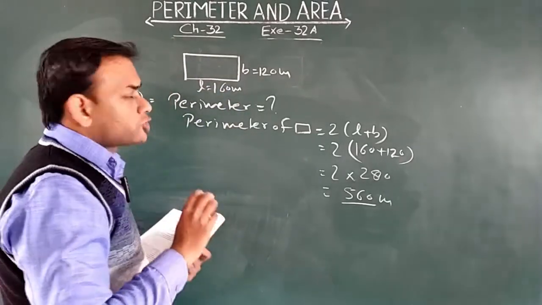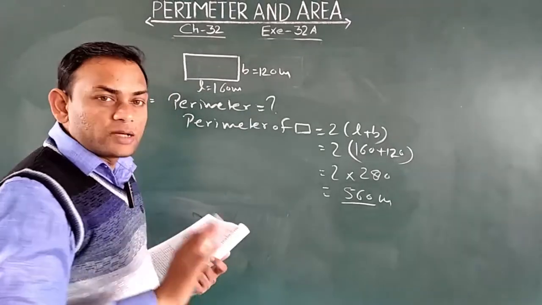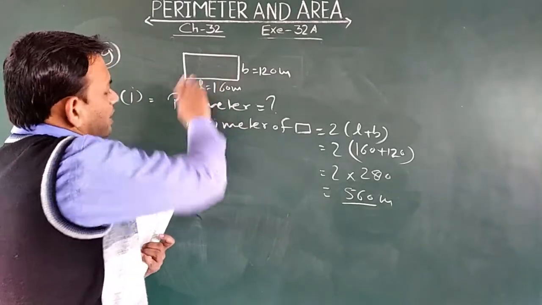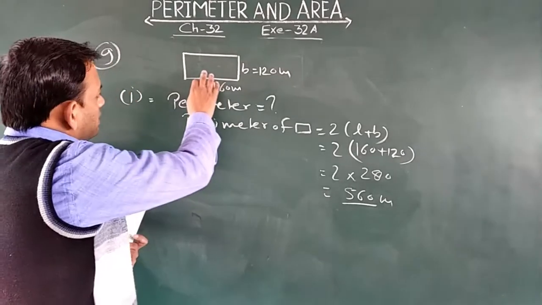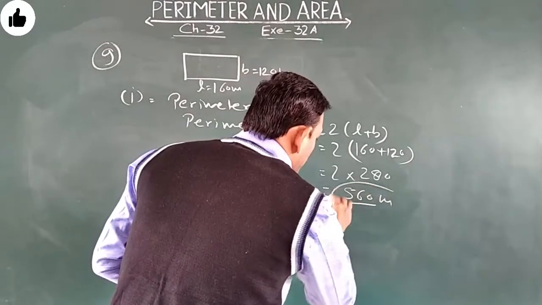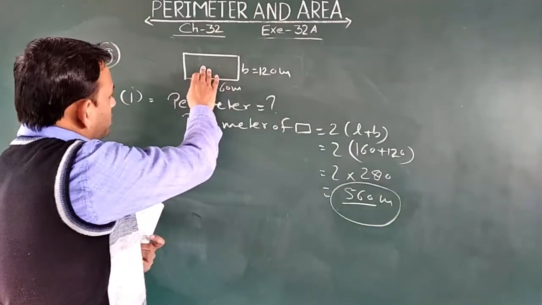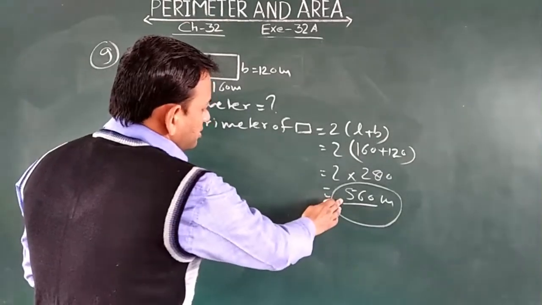Whenever we talk about the boundary of any figure, it means we are talking about the perimeter. Means we have to find the perimeter of this field, and that we have got already. So the total length of the fencing will be 560 meter. Okay, the total length of the fencing will be 560 meter.